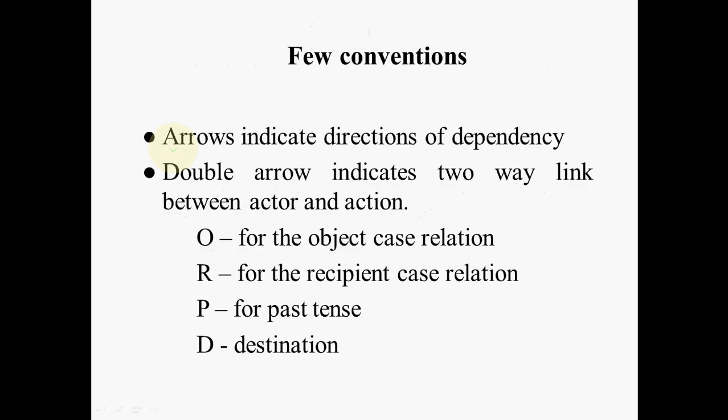Before we continue, there are a few conventions that you need to see. Arrows indicate directions of dependency. Double arrows indicate a two-way link between actor and action. Wherever you see O, it is used for the object case relation. R is used for recipient case relation. P for past tense. F for future tense. And D for the destination relation.